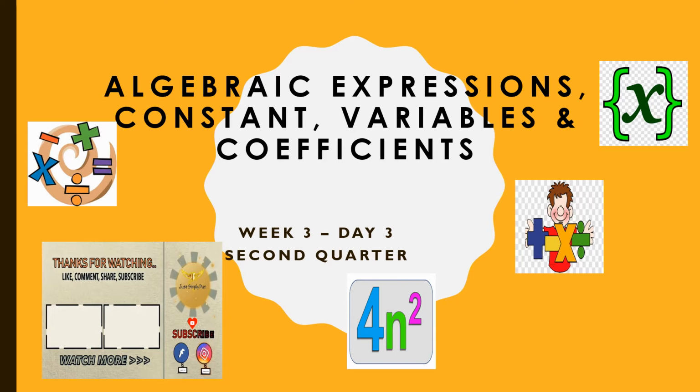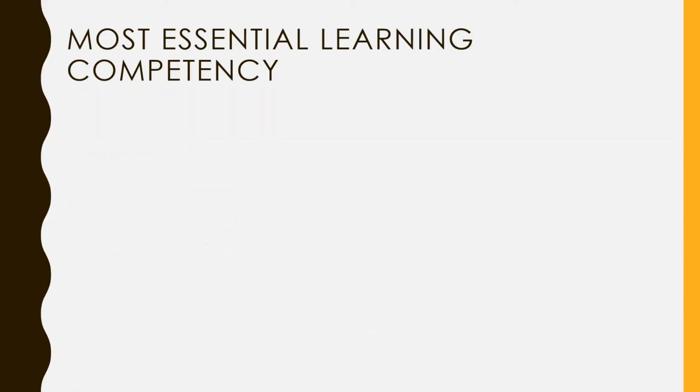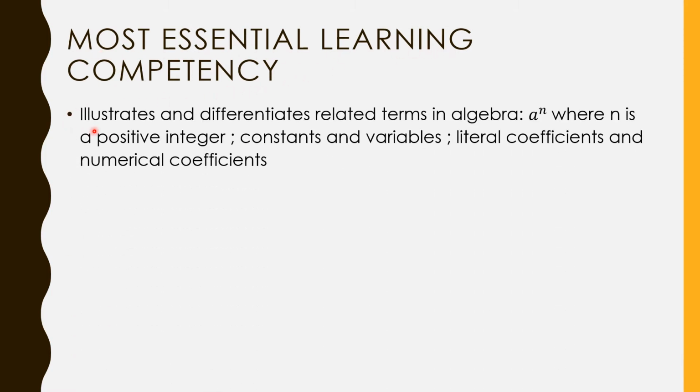Today, our lesson is about algebraic expressions, constants, variables, and coefficients. This is for week 3, day 3 of the second quarter. From the most essential learning competency, we have: illustrates and differentiates related terms in algebra: a^n, where n is a positive integer, constants and variables, literal coefficients, and numerical coefficients.